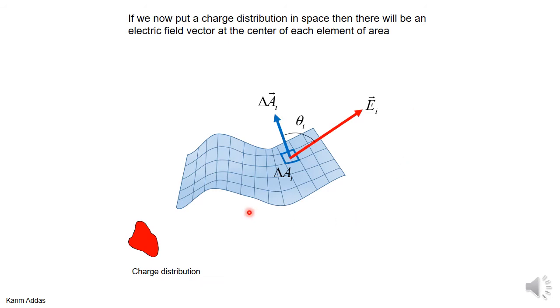Now, in addition to this mathematical surface that doesn't exist in reality, if we have a charge distribution in space, like this one over here, then you'll also get an electric field at every single point in space. So that means at the center of each square, the center of each element of area on this mathematical surface, I can define two vectors. One is the electric field vector, and one is the area vector. And there's a certain angle between these two vectors, which we'll call theta.